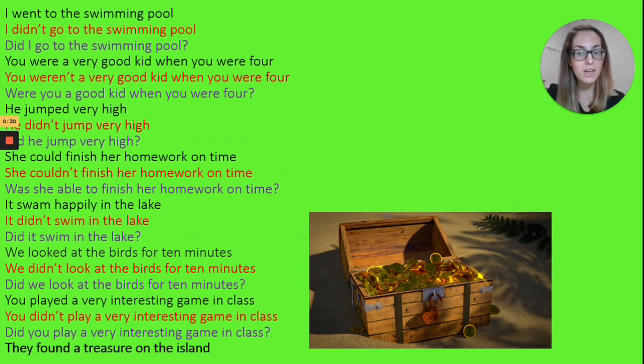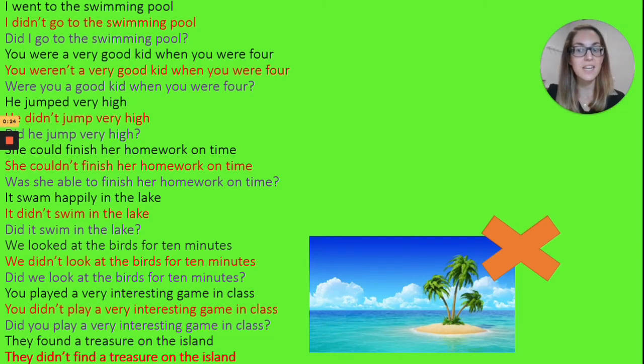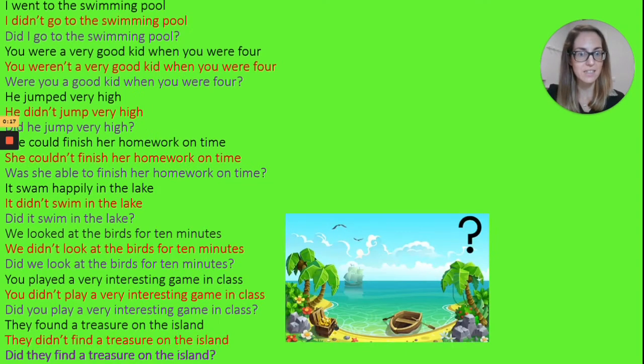They found a treasure on the island. They didn't find a treasure on the island. Did they find a treasure on the island?